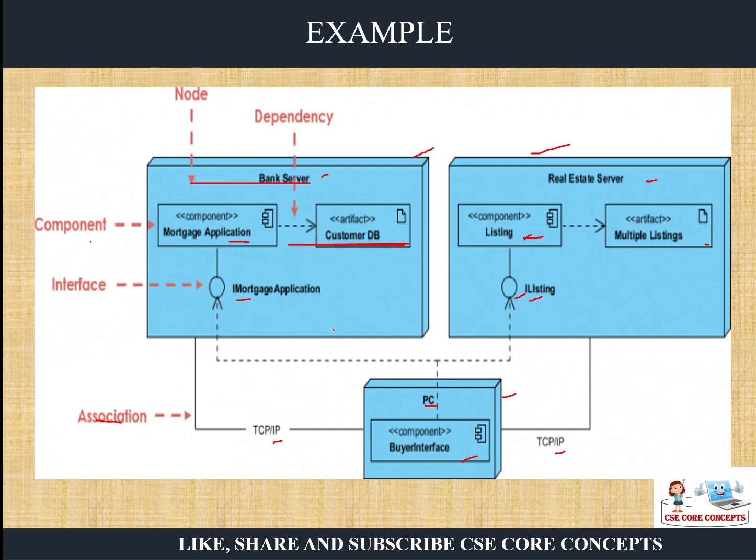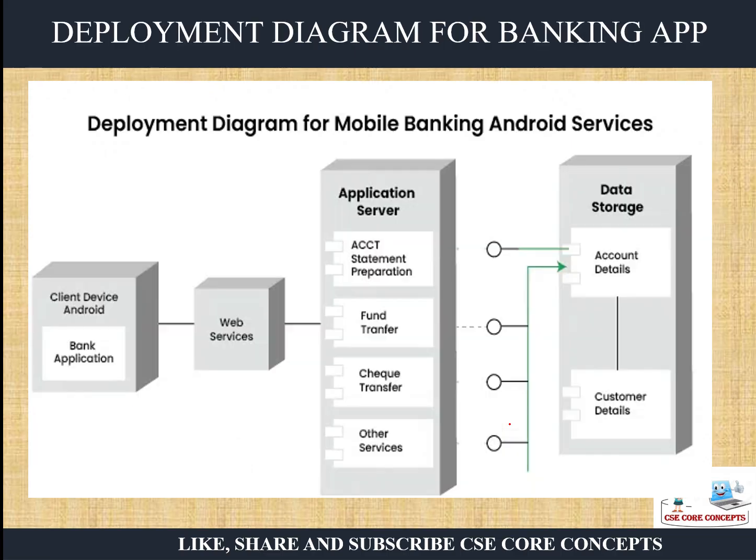So you can see an interaction between the bank server, the real estate server, and the PC of the buyer. Next is another diagram. Let us say we have the bank apps, SBI, ICICI, and how they work in your mobile. Let's say your mobile is an Android device. Inside that Android device you have the bank application, or the app, which you download. You download it using web services, whatever internet or Wi-Fi service you have.